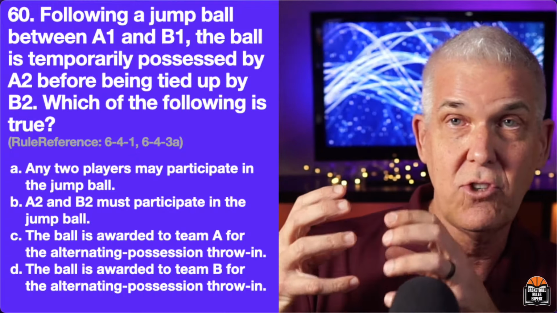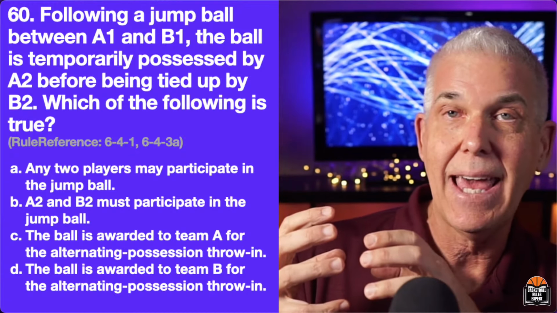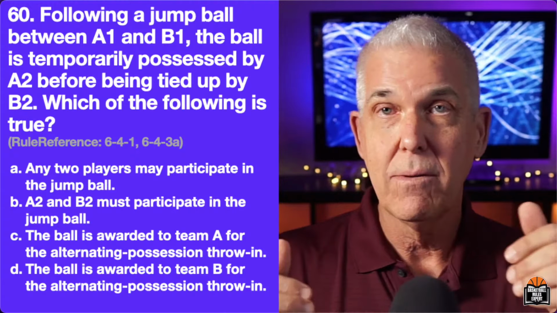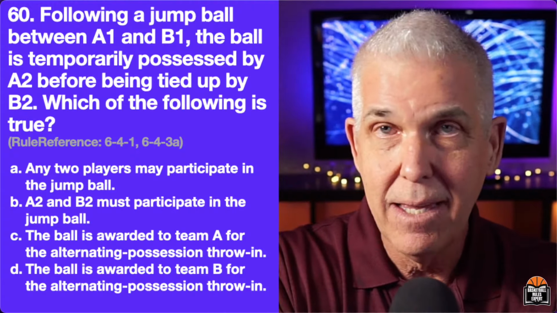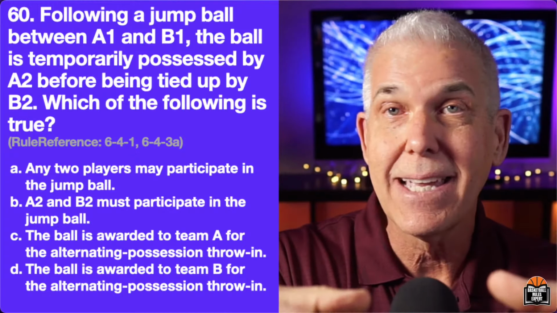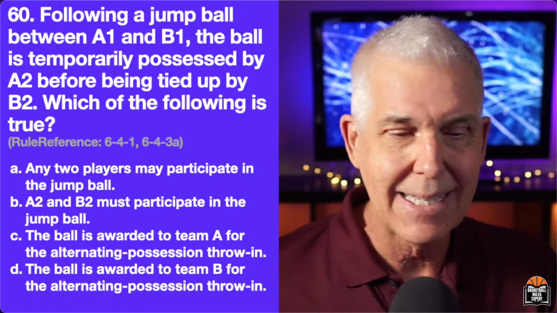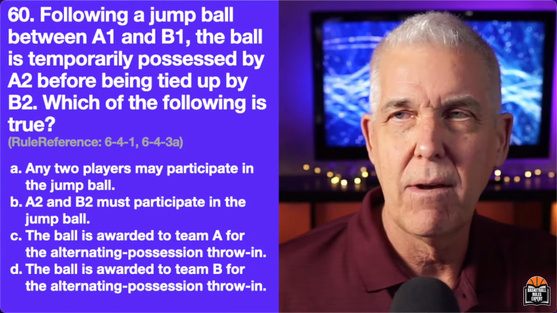Okay, so the jump ball has ended. We have team control by Team A, and then we have a tie-up. So team control by Team A sets the arrow to Team B, and the resulting held ball would result in a Team B throw-in. So our correct answer is D. Had to parse some words out on that one.